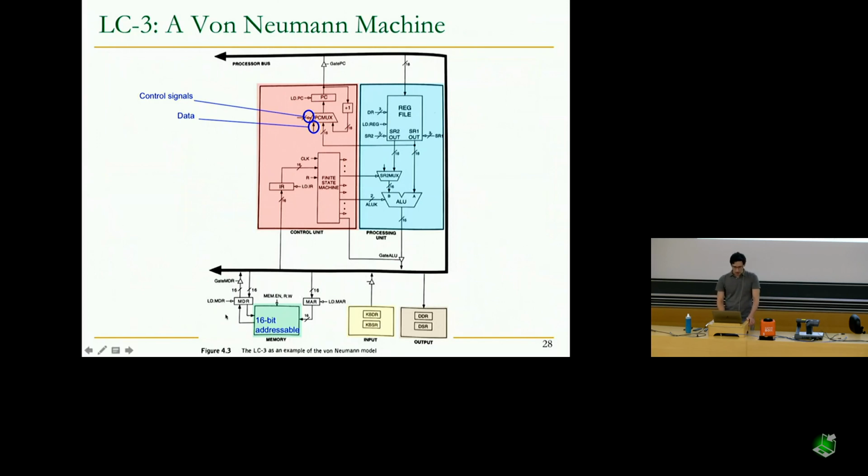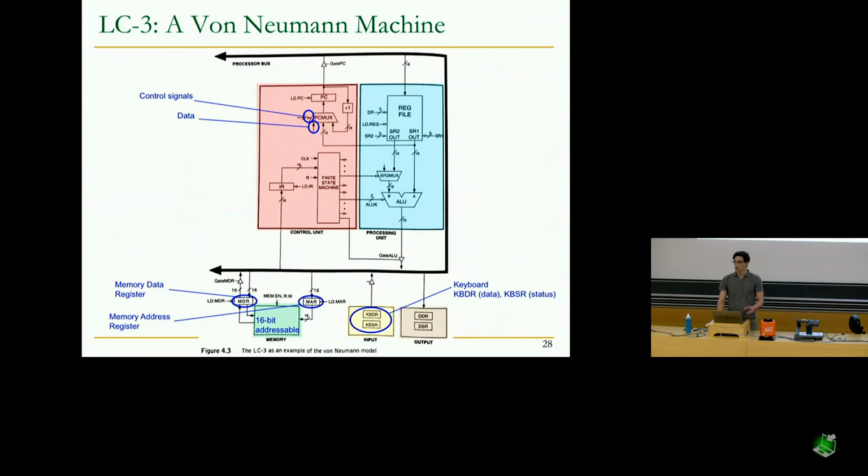Here, you see the 16-bit addressable memory. This is the memory address register. This is the memory data register. Recall that we need both to access memory. And here, this input is the keyboard.